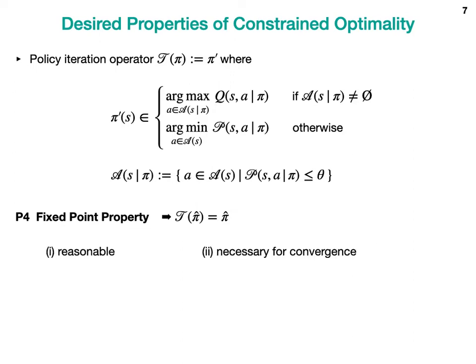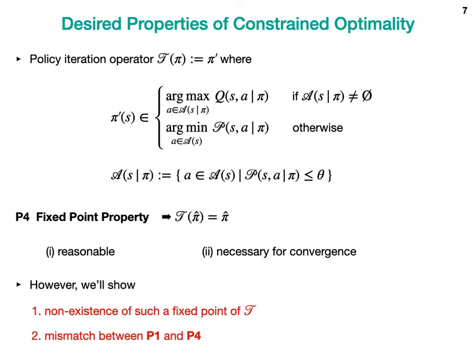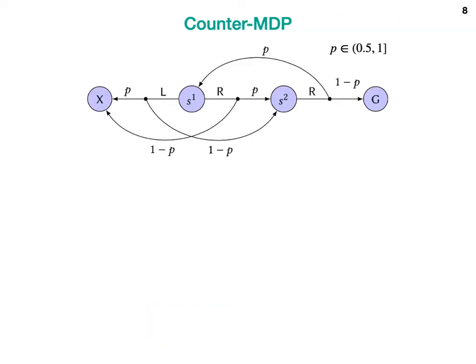This property is reasonable since the operator maximizes the performance in the safe region and minimizes the risk in the unsafe region. It's also necessary for convergence of reinforcement learning. However, we'll show that such a fixed point may not exist, and there's a mismatch between the first and these properties. First, we consider this counterexample MDP to show the non-existence of the fixed point.